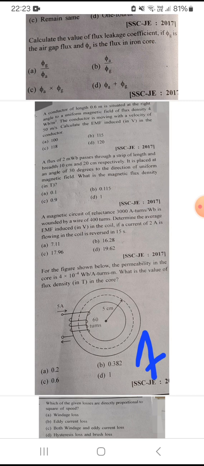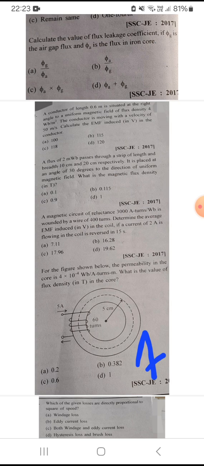And next, a flux of 2 milli Weber passes through a strip of length and breadth 10 cm and 20 cm respectively. It is placed at an angle of 30 degrees to the direction of uniform magnetic field. What is the magnetic flux density in T?